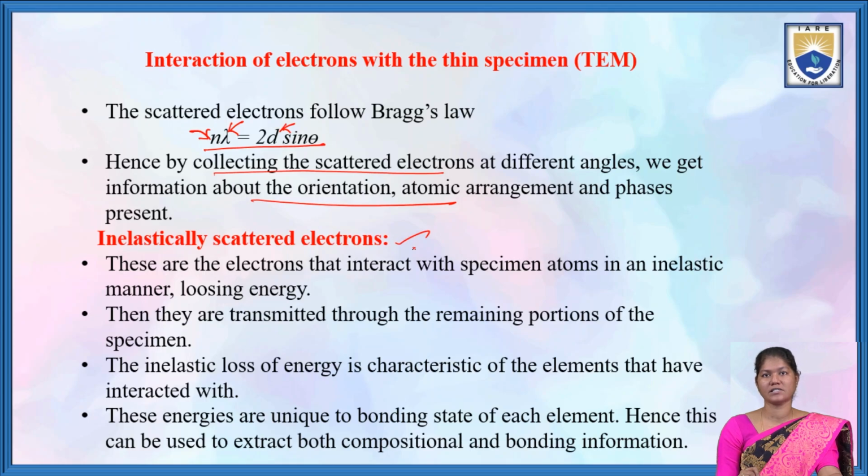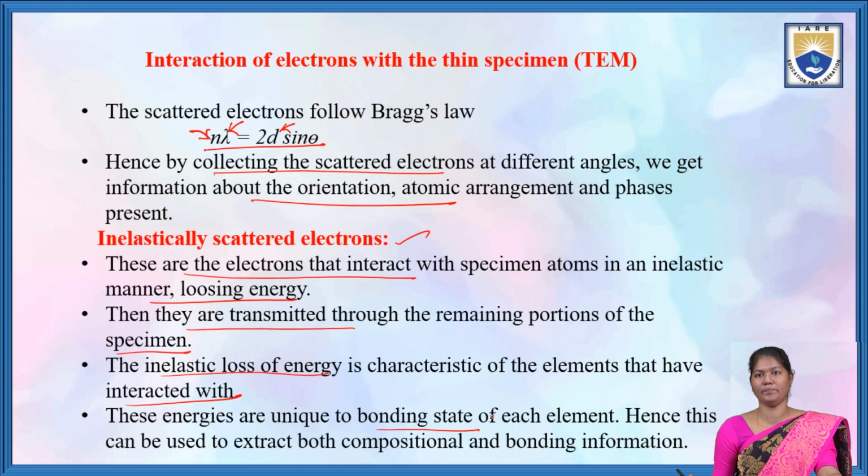Coming to the inelastically scattered electrons, these electrons interact with the specimen atoms in an inelastic manner and lose some of their energy. Then they are transmitted through the remaining portion of the specimen. The inelastic loss of energy is characteristic of the element they have interacted with. These energies are unique to the bonds of each element. Hence, this can be used to extract both compositional and bonding information.